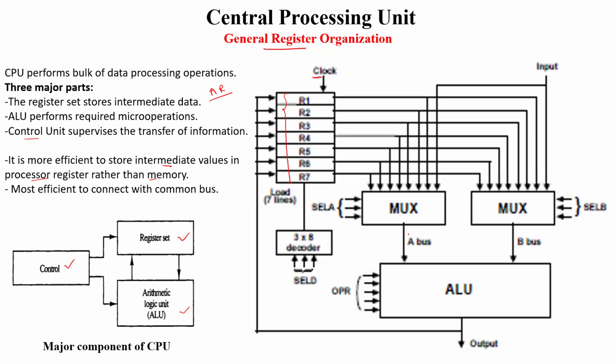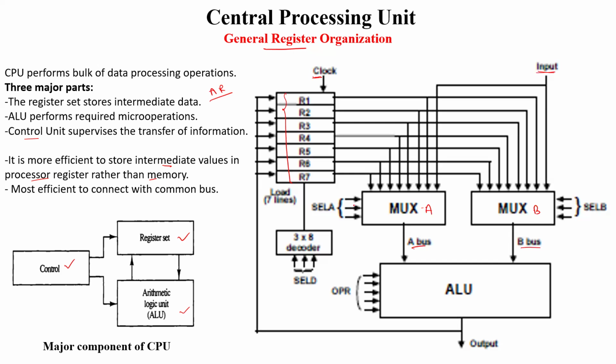And here we have 2 multiplexers. One multiplexer is connected to bus A, and another multiplexer is connected to bus B. Multiplexer A is connected with all registers, and multiplexer B is also connected with all registers. Apart from this, the external data input is also connected to both multiplexers A and B.